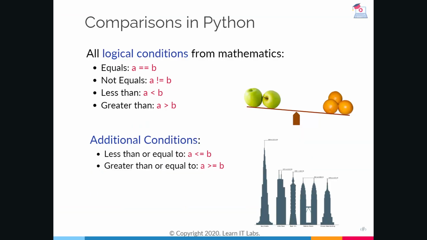For equals to, we use two equals signs: a == b. For not equals to, we use an exclamation mark and an equals sign: a != b. For less than, we use <. For greater than, we use >. And we have two others, less than or equal to, <=, and greater than or equal to, >=.